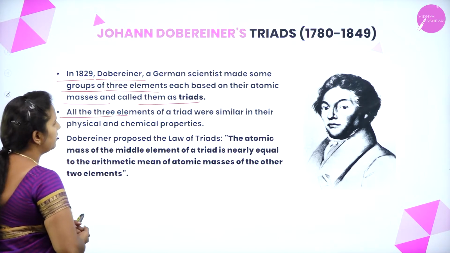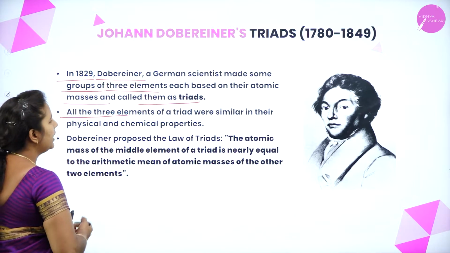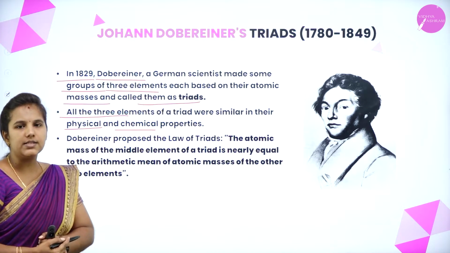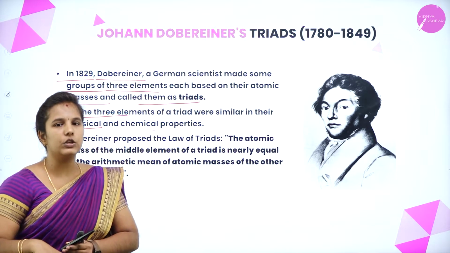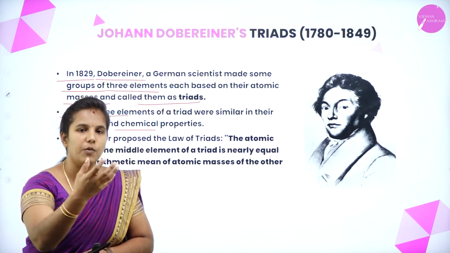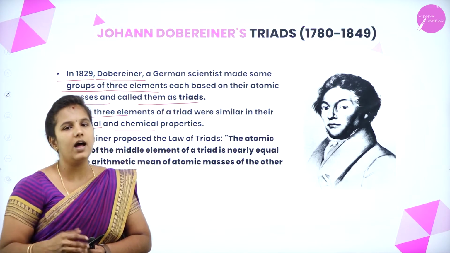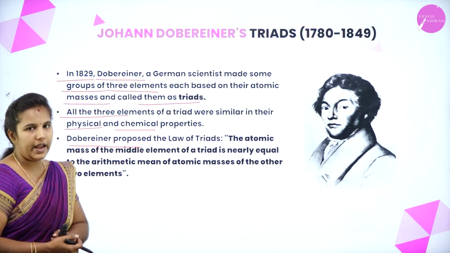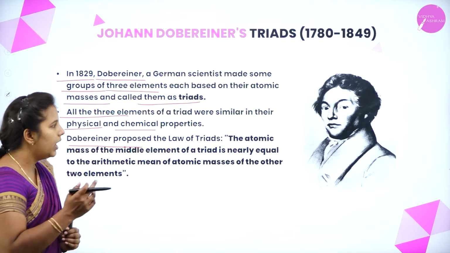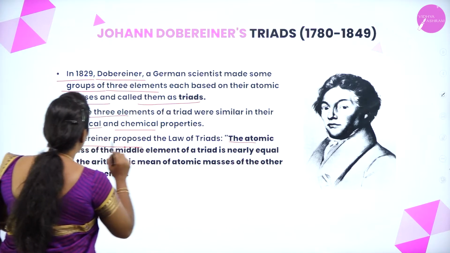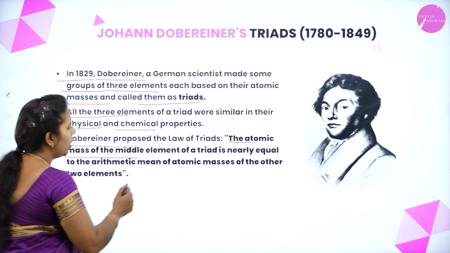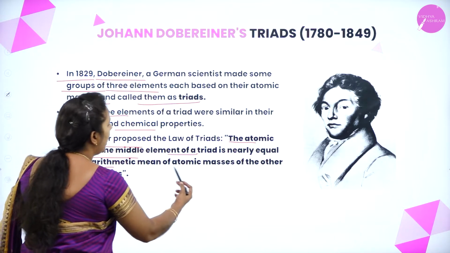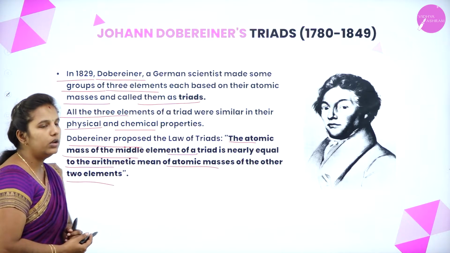All three elements of a triad are similar in their physical and chemical properties. He grouped the three elements based upon the similarity of their physical and chemical properties, and he proposed the law of triads. According to that, the atomic mass of the middle element of a triad is always equal to the arithmetic mean of the atomic masses of the other two elements.